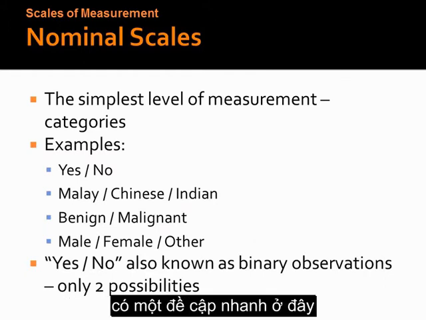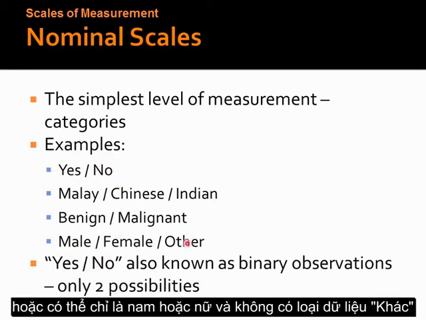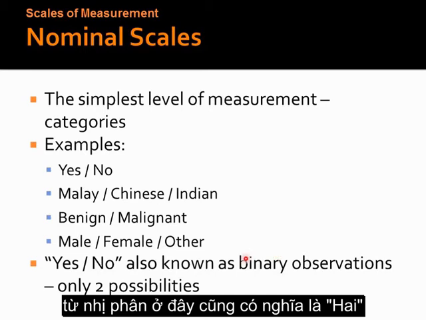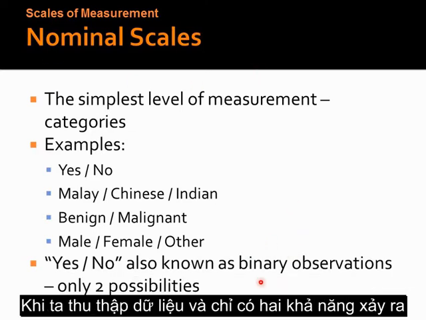Now, just a quick mention here. For a special kind of data where there are only two observations, yes, no is a good example here, or maybe just male, female, no other, this kind of data is known as binary observations, where there are only two possibilities. The word binary here means two. Now, these are still nominal type data, but they're just given a special name, binary observations, where there are only two possibilities.